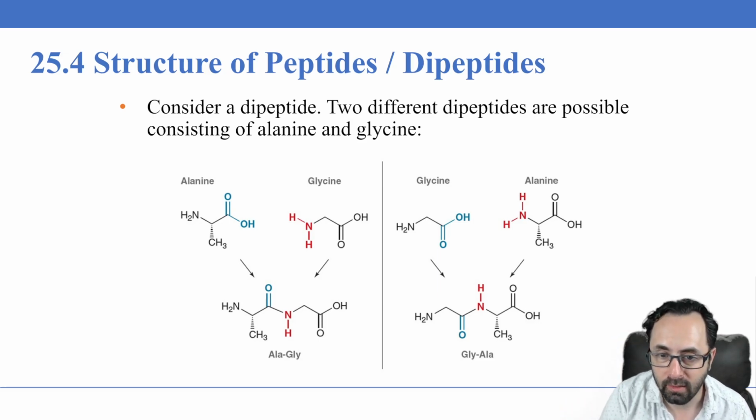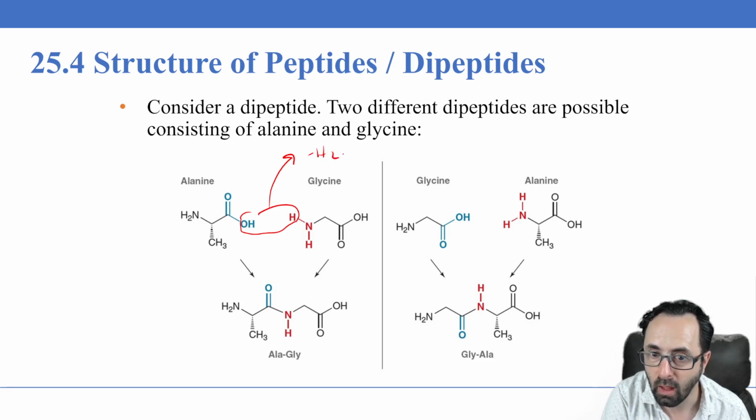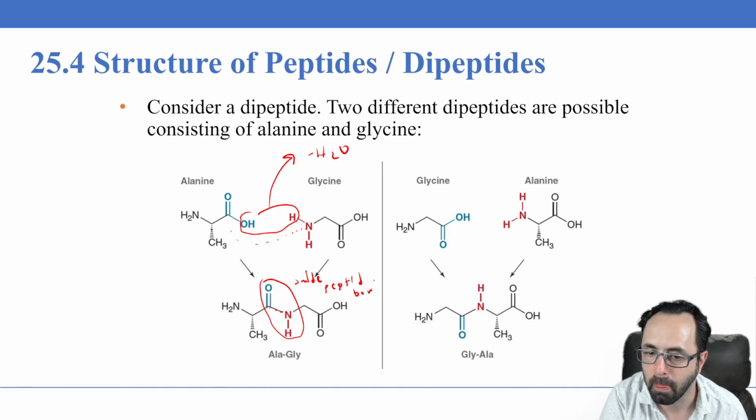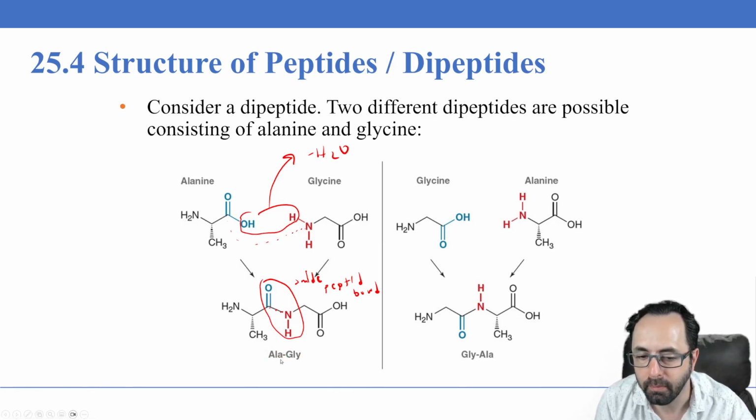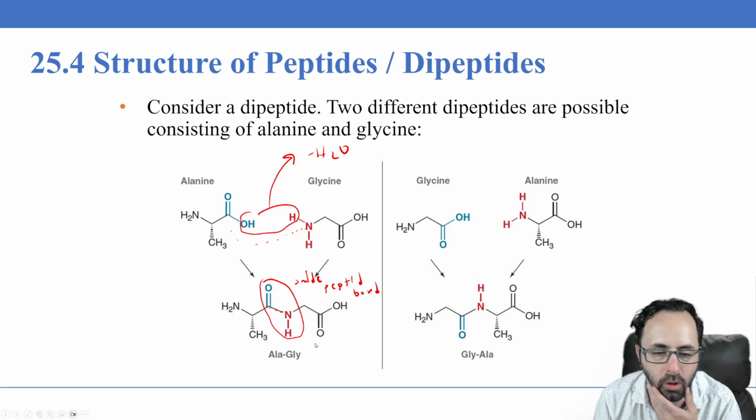For example, if we have a condensation reaction between alanine and glycine, effectively what happens is we remove water, and a bond is created between this carbon and this nitrogen, and here's that bond right here. That ultimately gives us an amide group. This is also referred to as the peptide bond. Notice that in this one, which we call Ala-Gly, the alanine has the amino group exposed on one end, and the glycine has the carboxylic acid group exposed on the other end. This is called the N terminus, and this is called the C terminus.